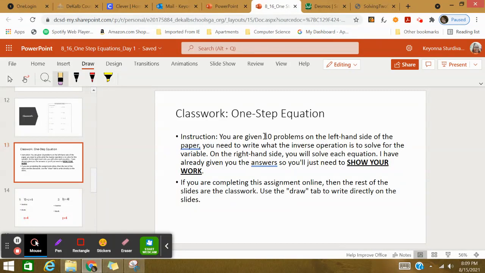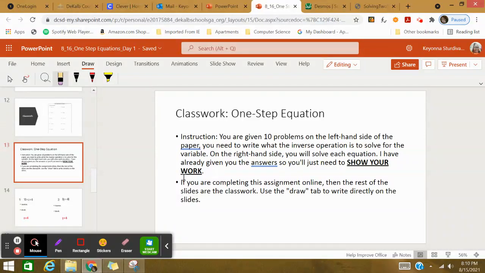So the instructions are: you're given 10 problems. On the left hand side of the paper, and again, this is just if you're doing a paper assignment, you'll need to write what the inverse operation is to solve for the variable. So on the left side, all you're doing is writing what the inverse is to solve. Okay. On the right side of the paper, you will solve each equation. I've already given you the answers, so you just need to show your work.